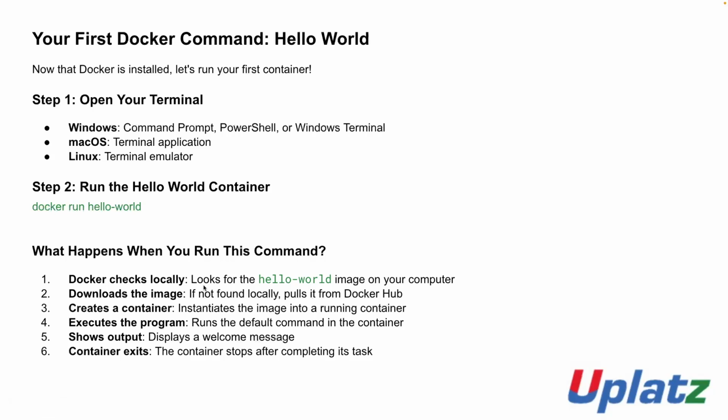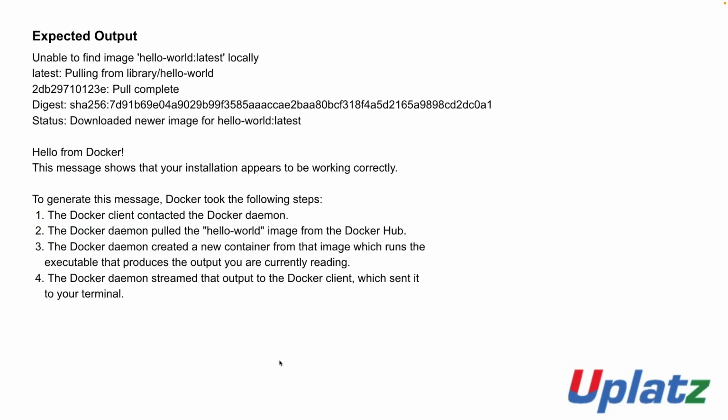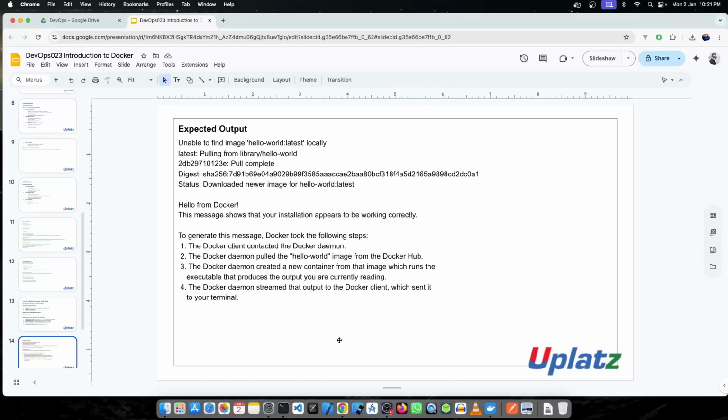Docker checks locally, looks for the hello-world image on your computer. Downloads the image, if not found locally, pulls it from Docker Hub. Creates a container, instantiates the image into a running container. Executes the program, runs the default command in the container. Shows output, displays a welcome message. Container exits, the container stops after completing its task. Okay, this is the expected output.